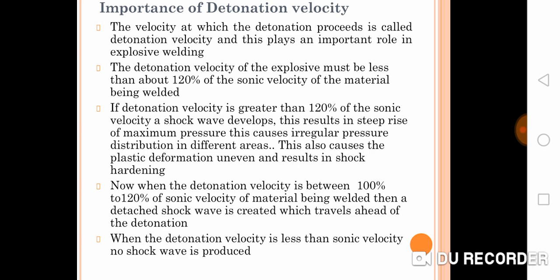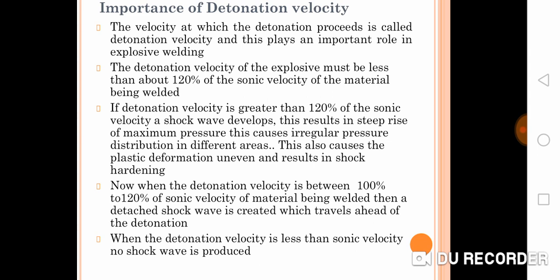There is a velocity with which the detonation proceeds. What is the importance of detonation velocity? As a basic rule, the detonation velocity of the explosive must be less than 120 percent of the sonic velocity of the material. Every material has a sonic velocity, that means the velocity at which sound waves travel. The detonation velocity should be less than 120 percent of that.